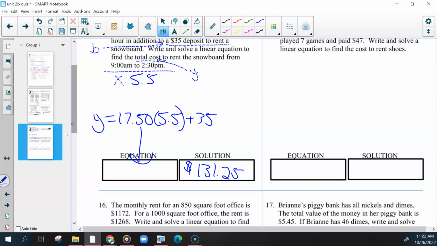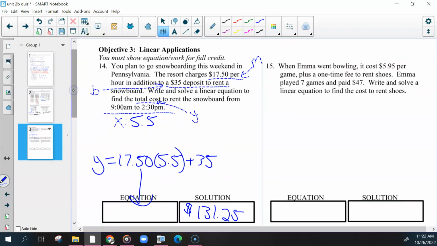For 15, you had M. Here it talks about a one-time fee, which would be B if we knew what it was. And then we're given an X and a Y. Again, if you're not sure, would games depend on cost? Would cost depend on number of games? And cost would depend on number of games.